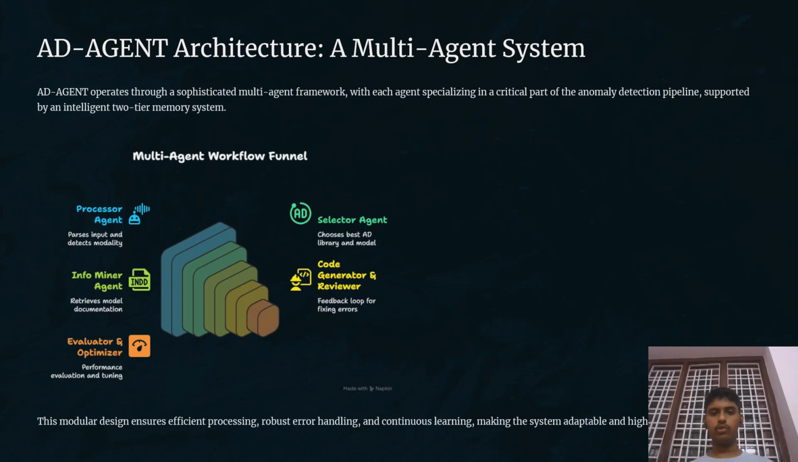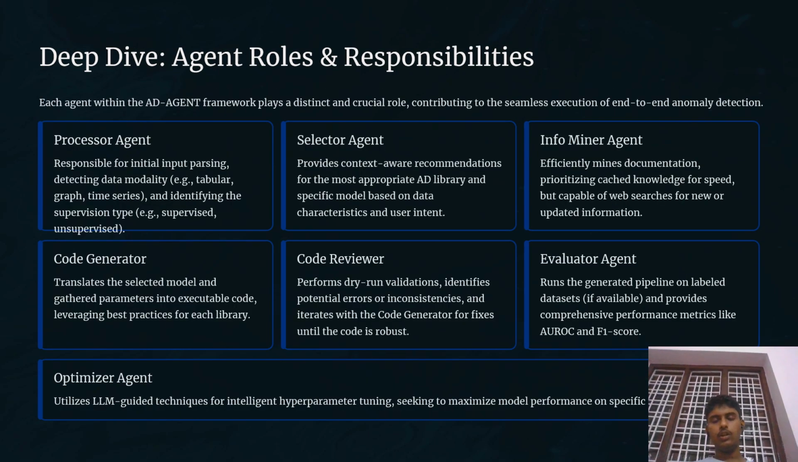The multi-agent workflow funnel has 6 agents. First is the processor agent, next is the selector agent, third is the infominer agent, fourth is the code generator and reviewer, and fifth is the evaluator and optimizer. So, as we have discussed before, what are the types of agents involved in the AD agent? Now we are going to discuss every agent clearly.